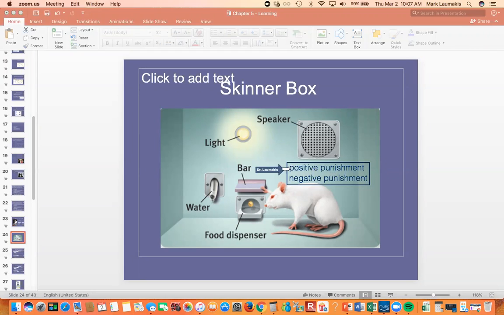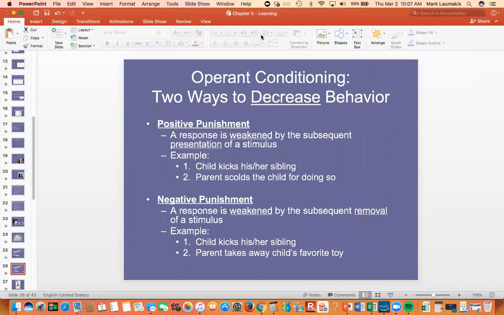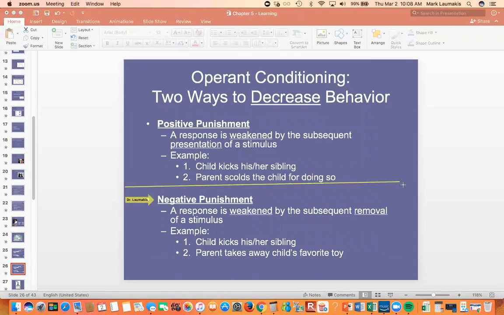Okay? So let's talk about punishment with what I've already built in for you on the slides here. So in your notes, I want you to write 2 ways to decrease behavior. Because again, if you're going to be a parent, teacher, coach, boss, or interact with other human beings and try to get them to do things, you want to have these tools in your toolbox. Positive punishment and negative punishment. And again, I will draw a line across so we can look at one part at a time.